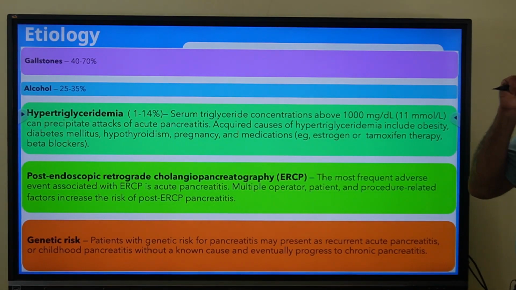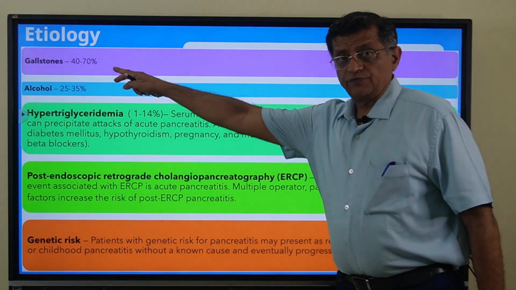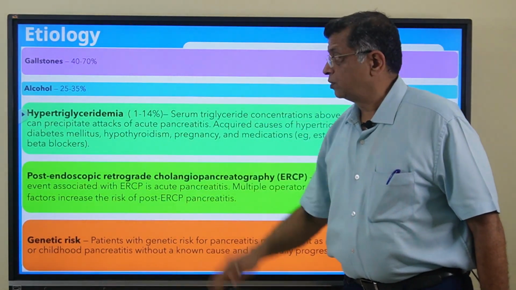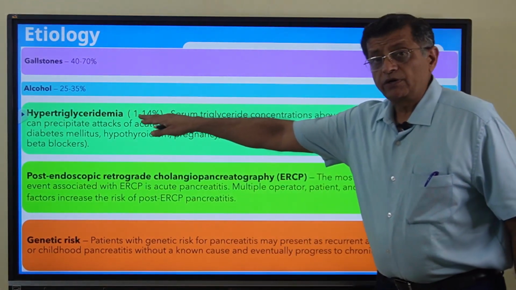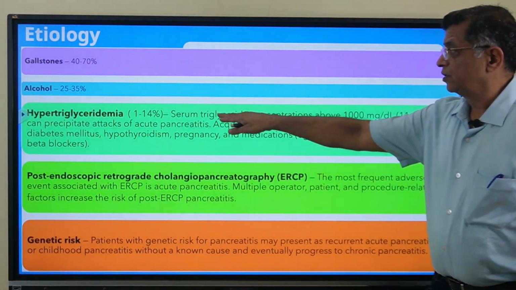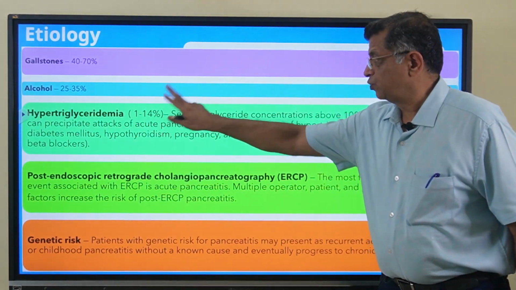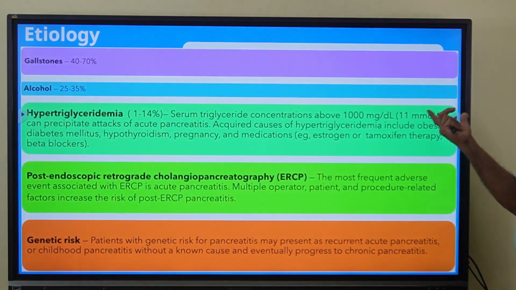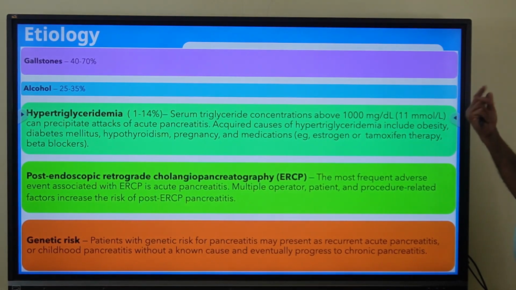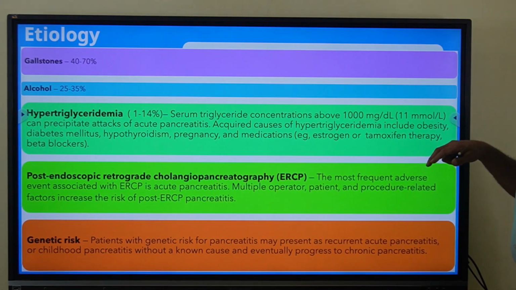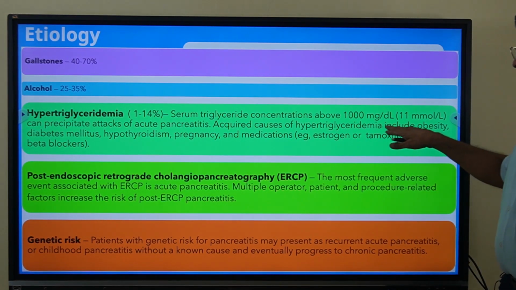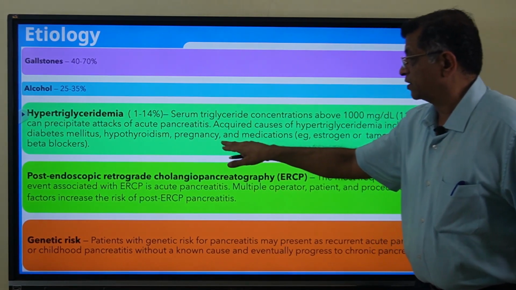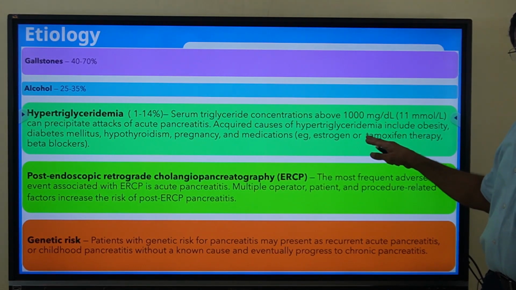Coming to the etiology, the most common etiology, as we have already discussed, is gallstones, 40 to 70%. The next comes alcohol. Third comes hypertriglyceridemia. It is reasonably uncommon, from 1 to 14%. This happens when the triglyceride levels are persistently above 1000 milligram per deciliter, and acquired causes of hypertriglyceridemia include obesity, diabetes mellitus, hypothyroidism, pregnancy, and some medications like estrogen or tamoxifen.